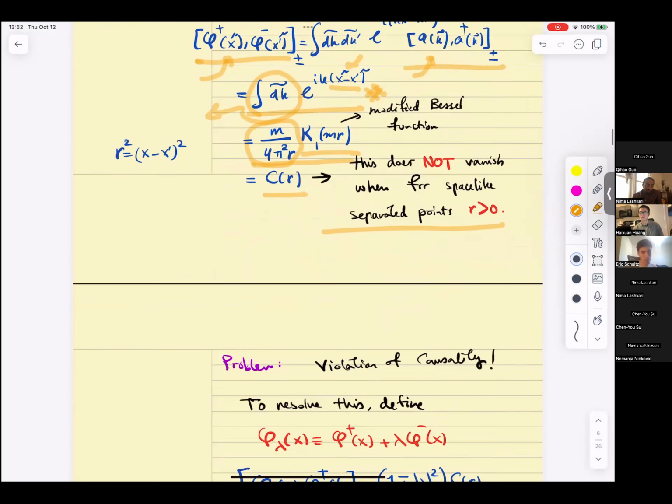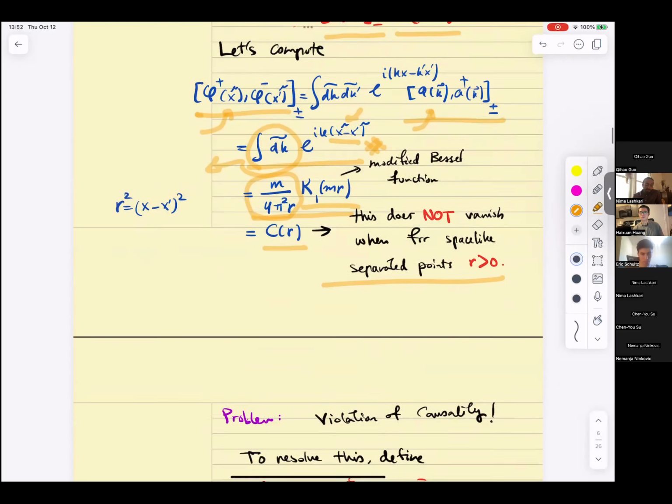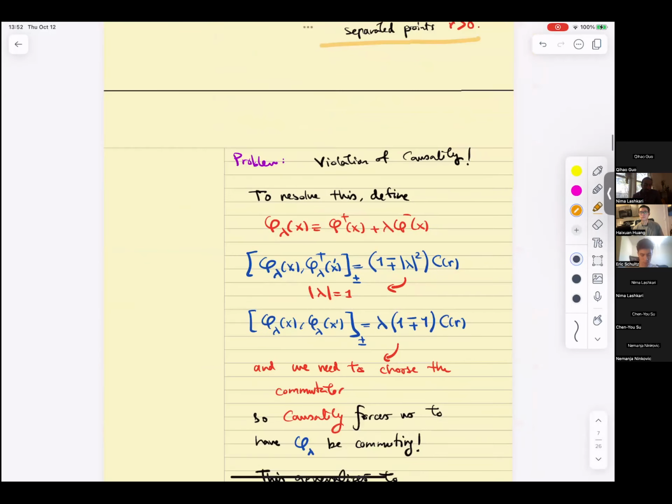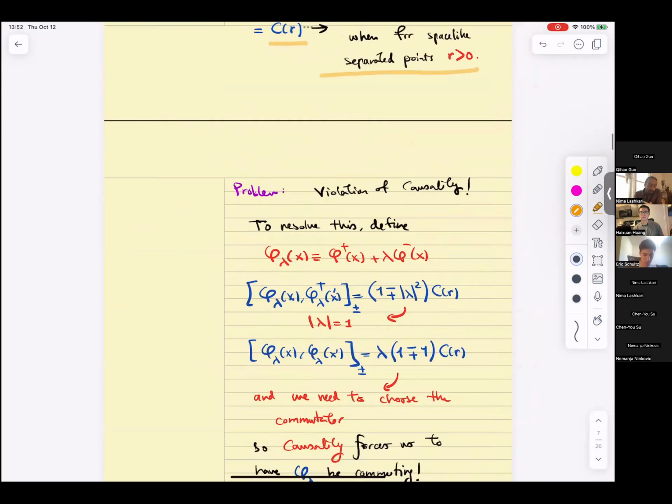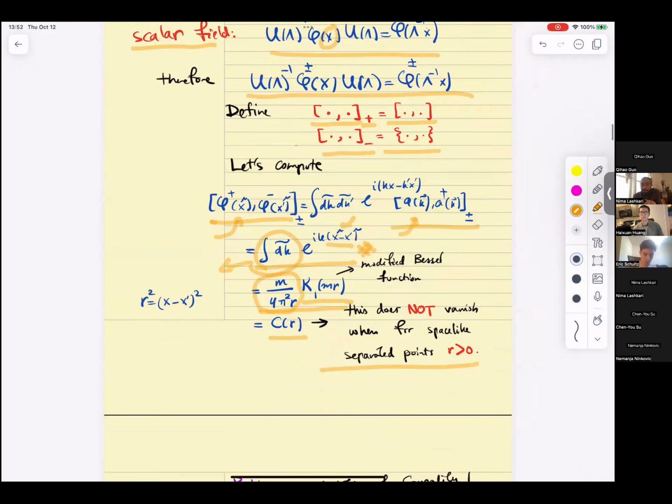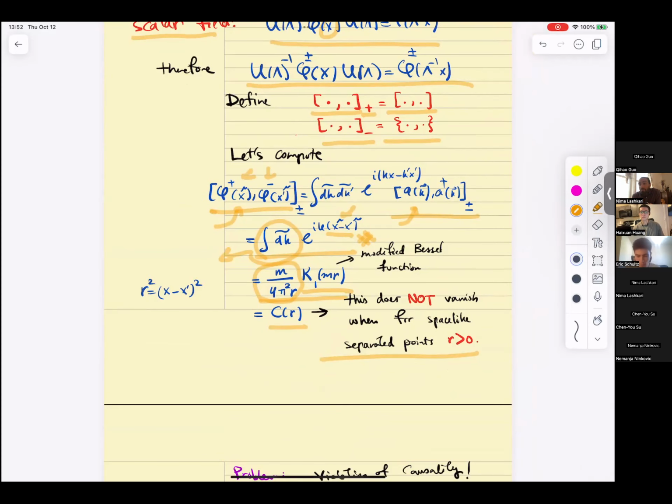Okay, so now let's see the violation of causality. If you pretend these two guys are actual fields of your theory, and you look at the commutator, which is the plus 1, you're going to end up with a commutator that's non-vanishing outside of the light cone. Good.